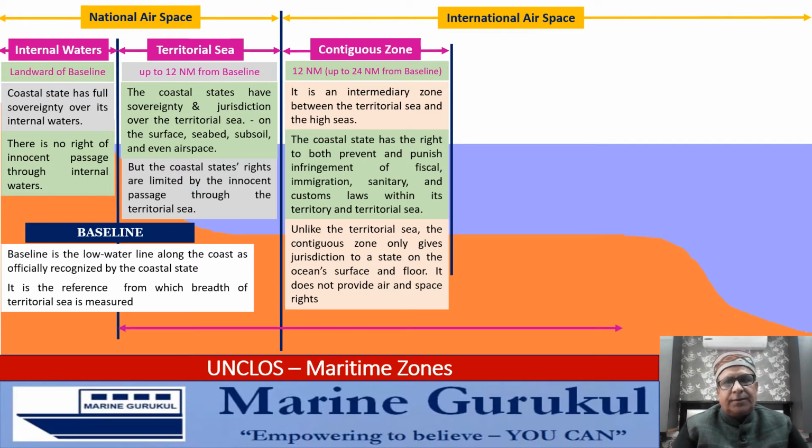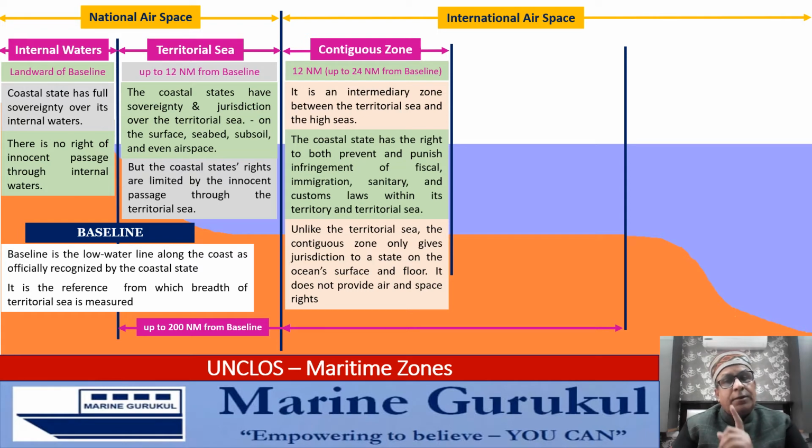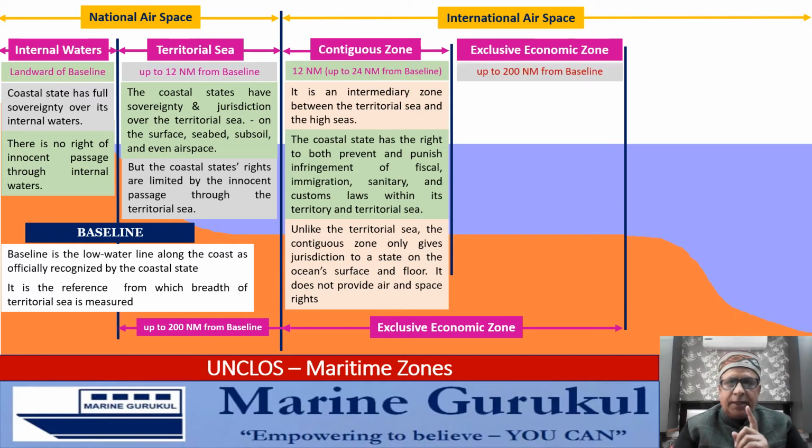A coastal state may establish an exclusive economic zone starting from the limits of the territorial sea and extending to a limit not exceeding 200 nautical miles from the baseline. It means the EEZ has its inner limit same as the limit of the territorial sea, and its outer limit is as set by the coastal state, not exceeding 200 nautical miles from the baseline.